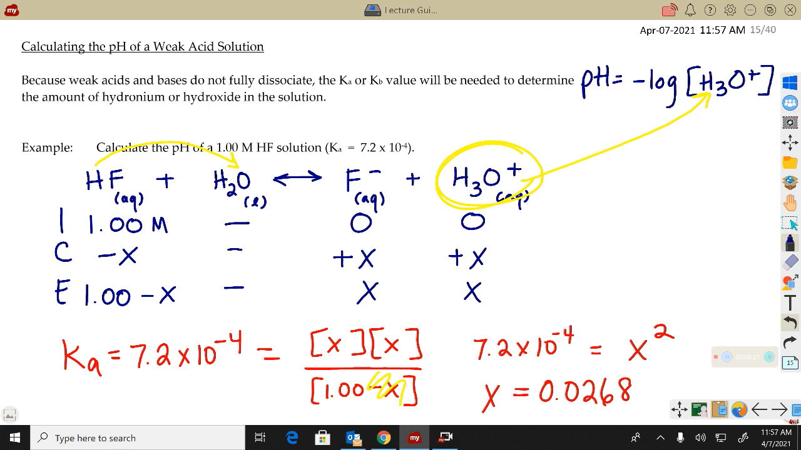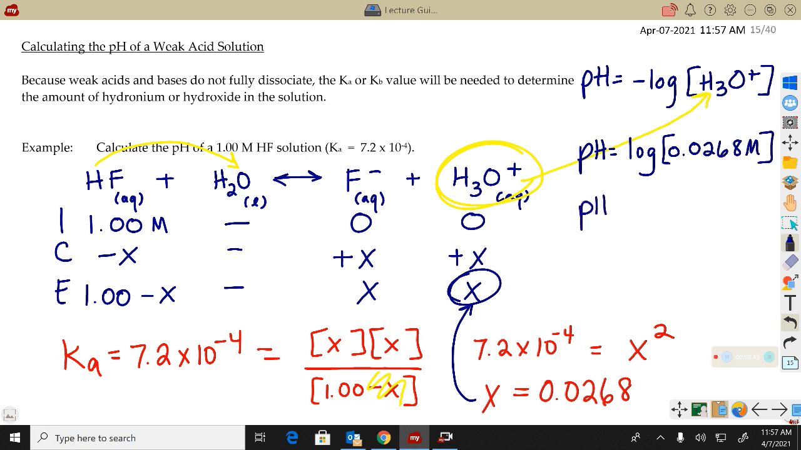We've got X. X is the concentration of hydrogen, which is what I want to use to solve for pH. So I'll just say that pH is opposite log of 0.0268 molar hydrogen or hydronium. Plug it all in, and I'm looking at about 1.57. And there she is.